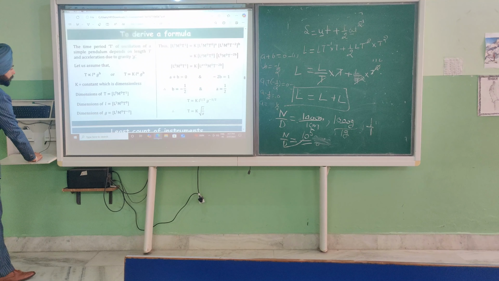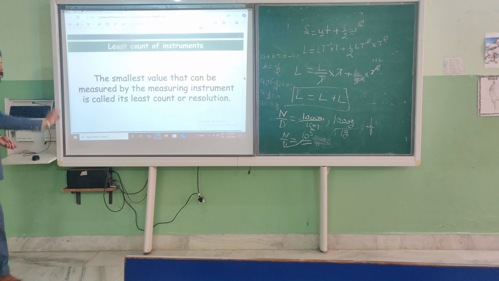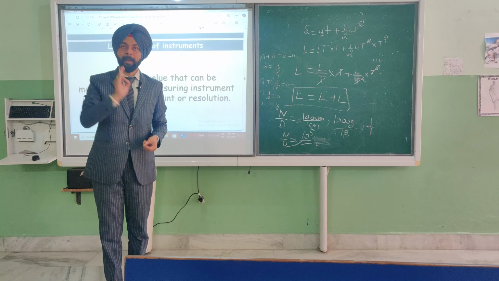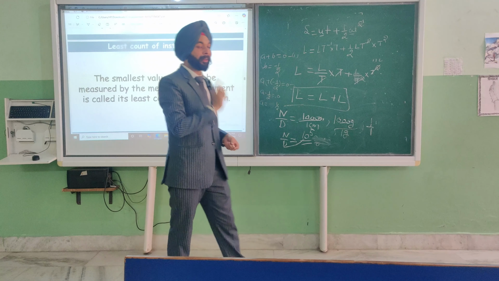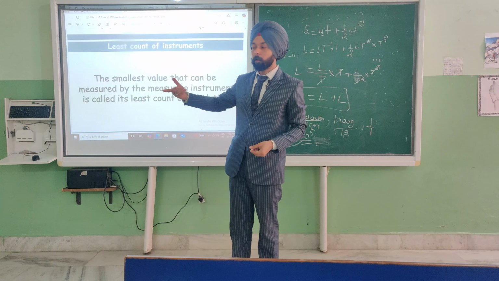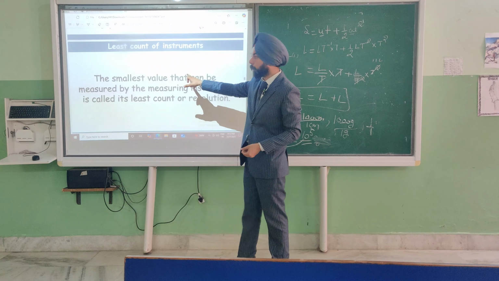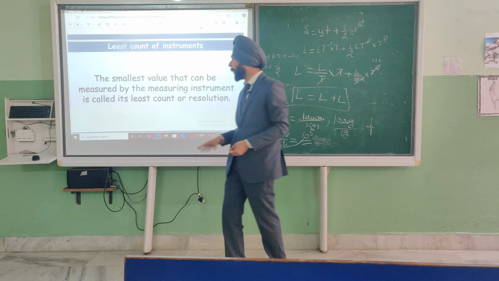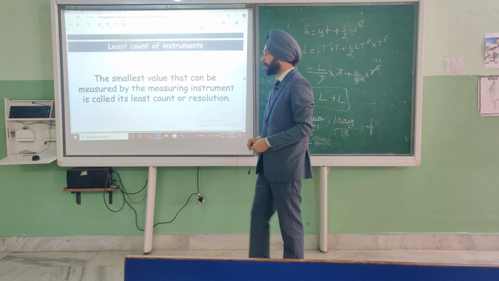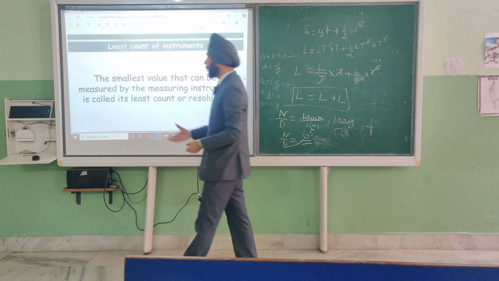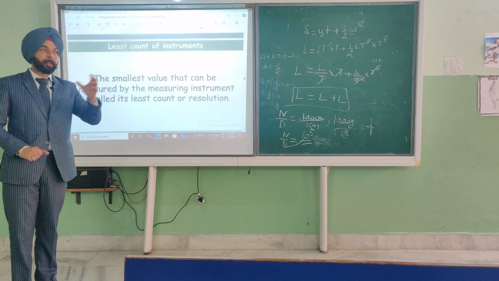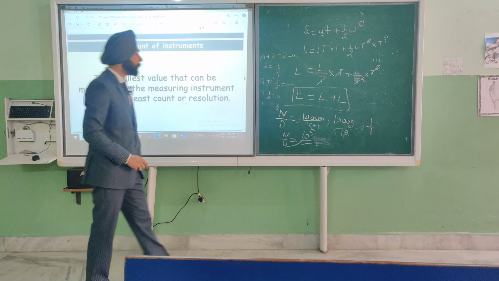The next thing is the least count. It's most important for performing the practical. In physics, when you read any instrument, any device, firstly you find the least count of the device. According to the theory part, the smallest value that can be measured by the measuring instrument is called its least count or resolution.